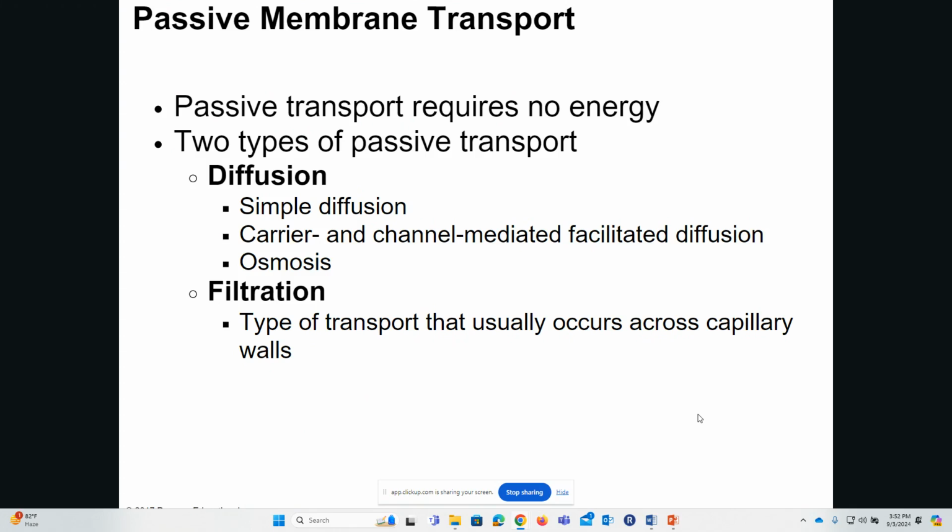And osmosis is the movement of water, whereas the other two types, diffusion, both simple and facilitated, is the movement of solute. But no matter which type of passive membrane transport we're looking at, we're going to be moving substances from a high concentration to a low concentration area. And we're not going to talk too much about filtration, but it is a type of transport that is considered passive and usually utilizes pressure as opposed to concentration gradients.